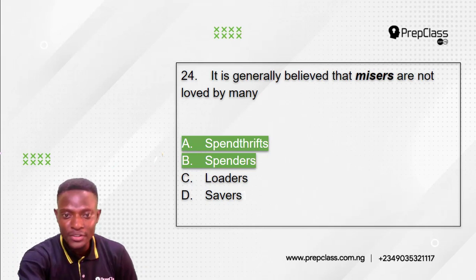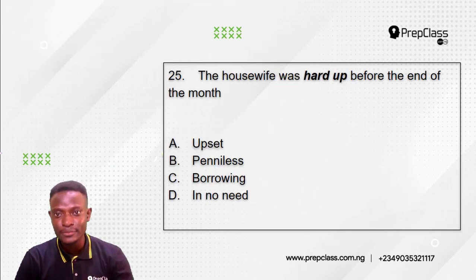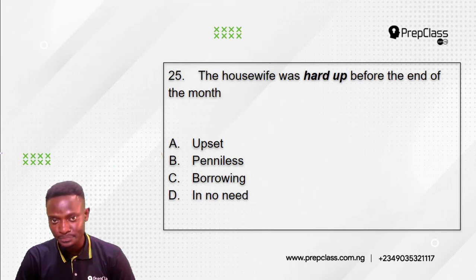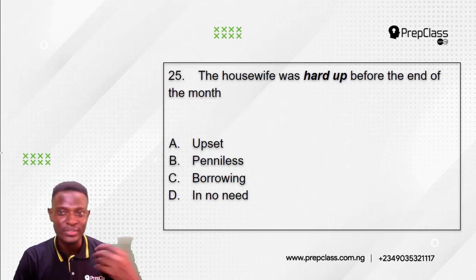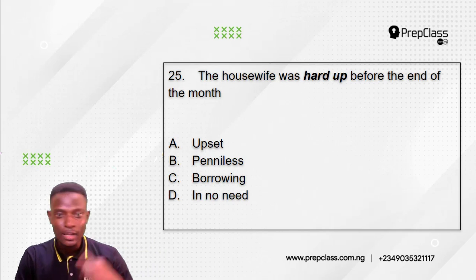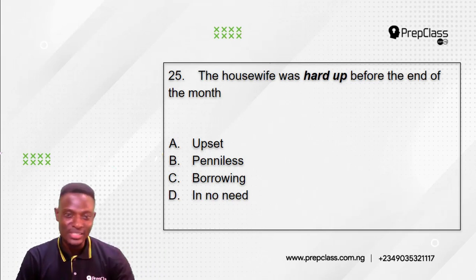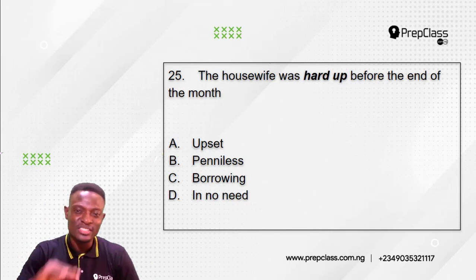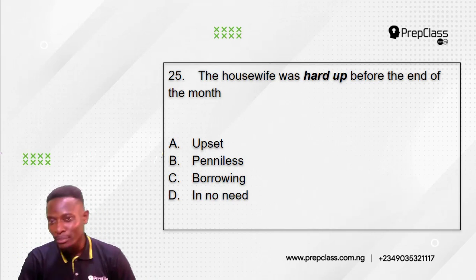Alright, moving on to the next question, question 25. Remember, we had selected the option that is the opposite in meaning to the word or the words in bold. Question 25 reads, the housewife was 'add up' before the end of the month. Option A, upset. Option B, penniless. Option C, borrowing. Option D, in no need. So which of these options is the opposite in meaning to 'add up'?